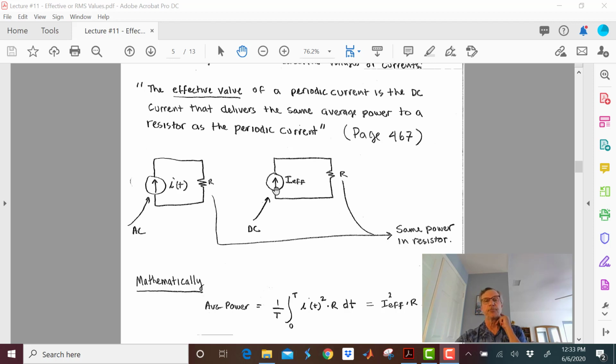What's the average power for my DC source? It's I squared effective times R. Duh, you already knew that. So what I've done is I've taken the statement from whatever half of your brain does words to the mathematical side with this little relationship.